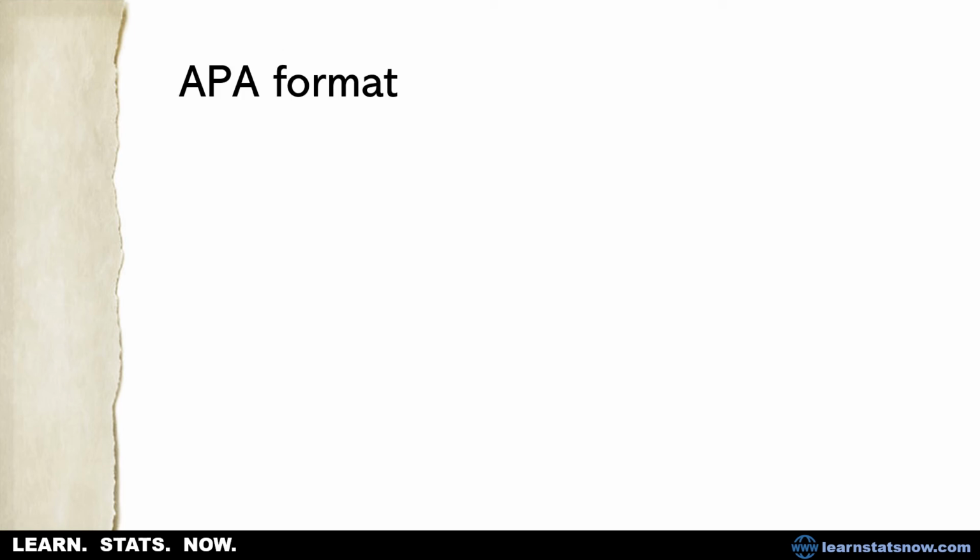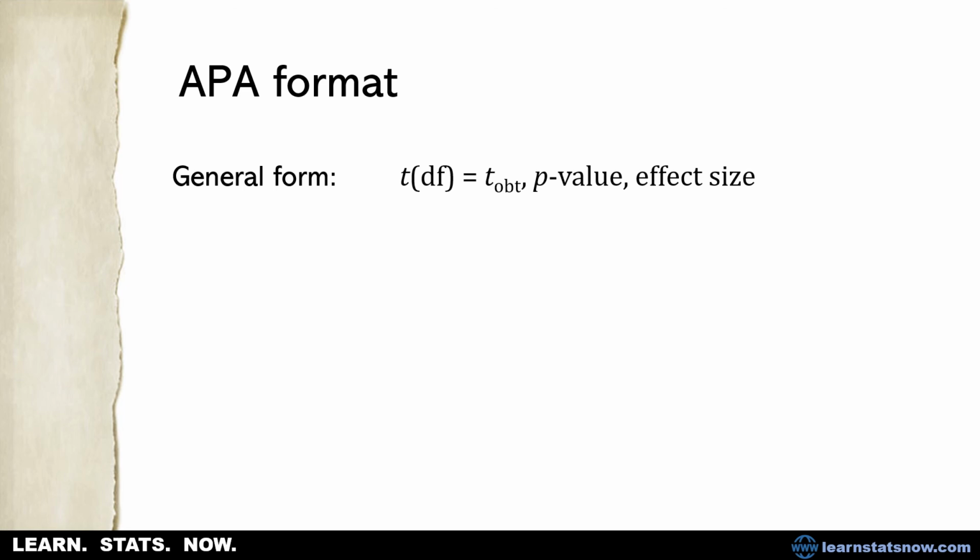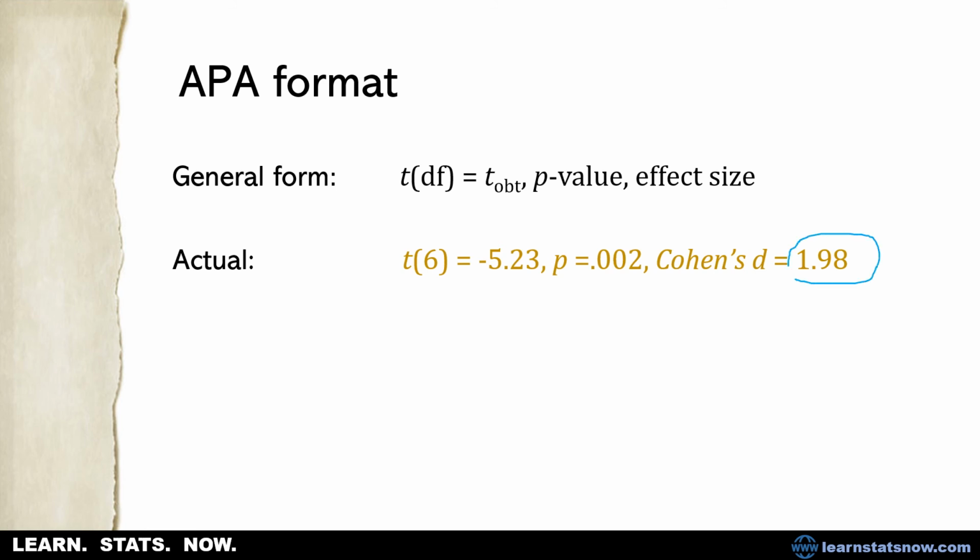Okay, and then we write it up in APA format. And again, here's our general form that we'll use for all t-tests. And with the actual numbers that we obtained from our example, it would be t(6) equals negative 5.23. That's our t-ratio, or obtained t-value. The probability, because JASP gives us an exact value, we might as well report that. So rather than saying p is less than 0.05, we'll say p equals 0.002, and then Cohen's d is 1.98. Now you'll notice here that I dropped the sign. I didn't say negative 1.98.